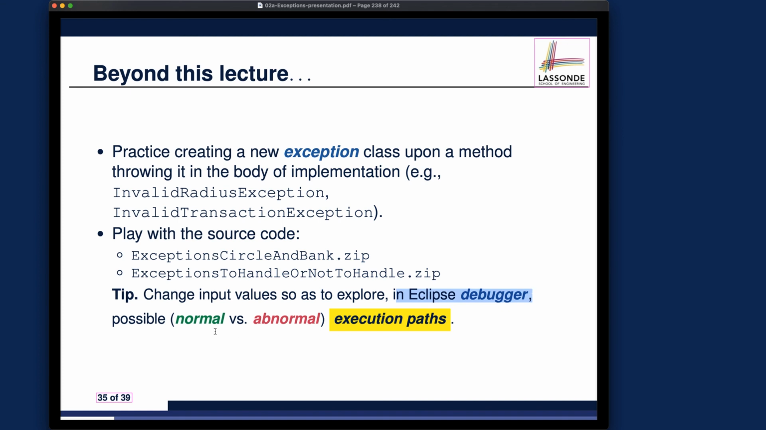You want to really compare the normal versus abnormal execution path. Normal means the exception did not occur, and abnormal means the input is actually invalid, so the exception occurs. I want you to really compare how these two execution paths would be different. All right, so that's about the exceptions lecture, and that's about it for this week.